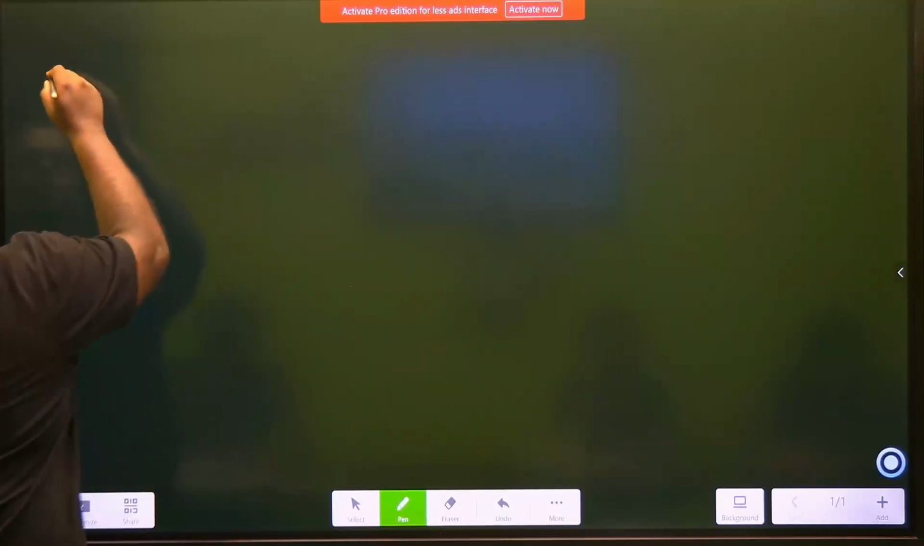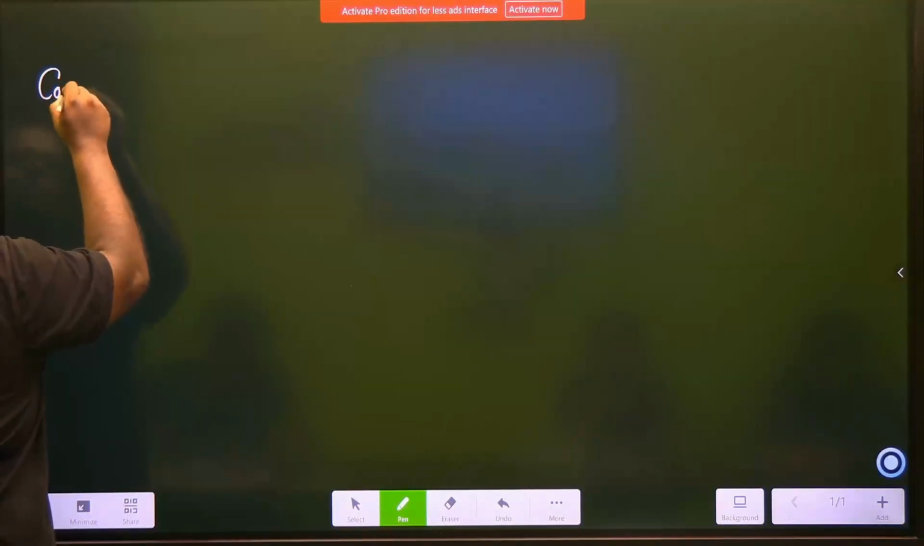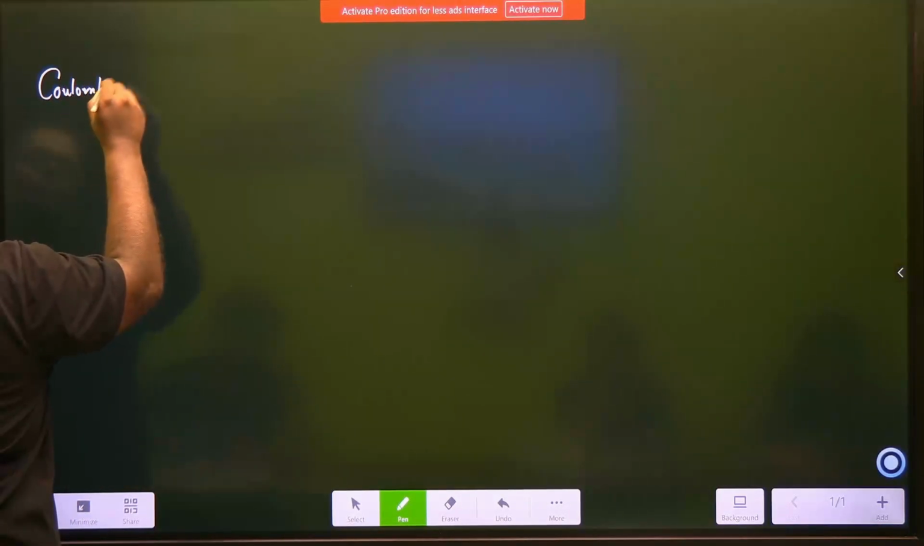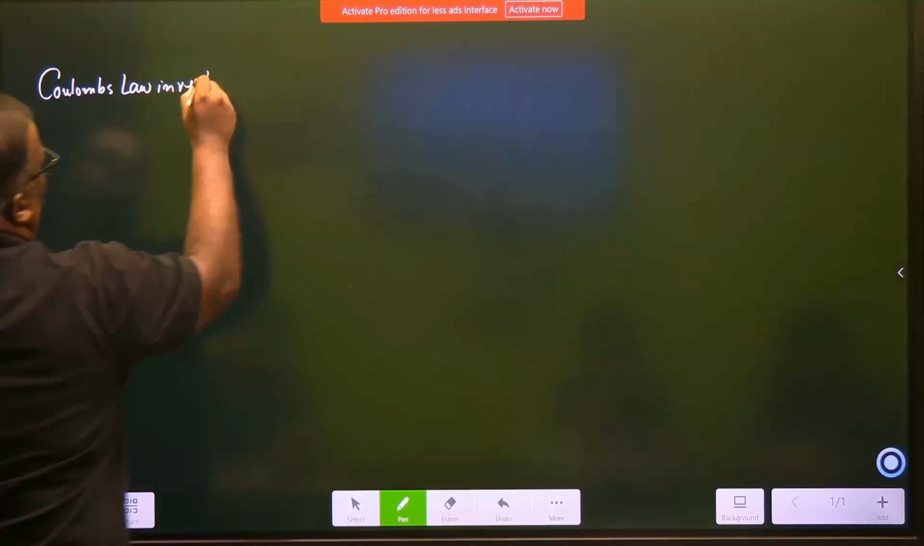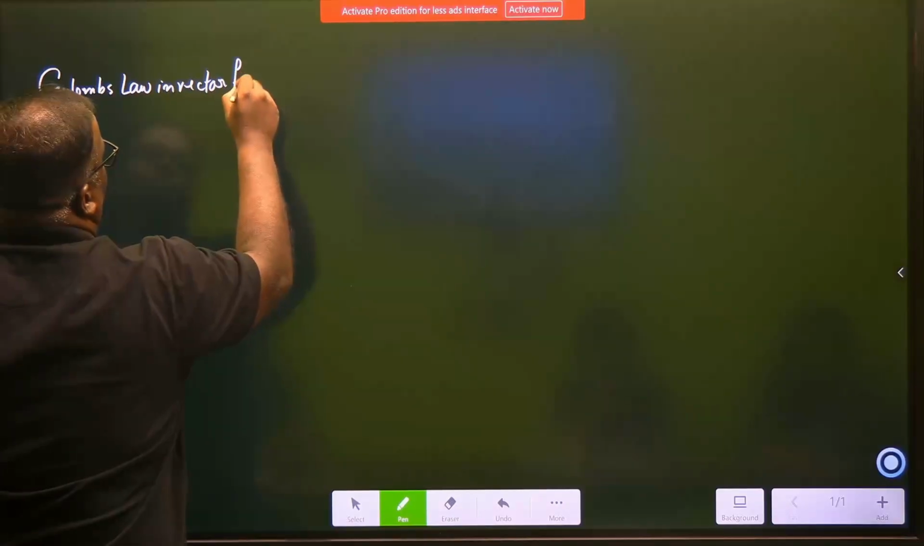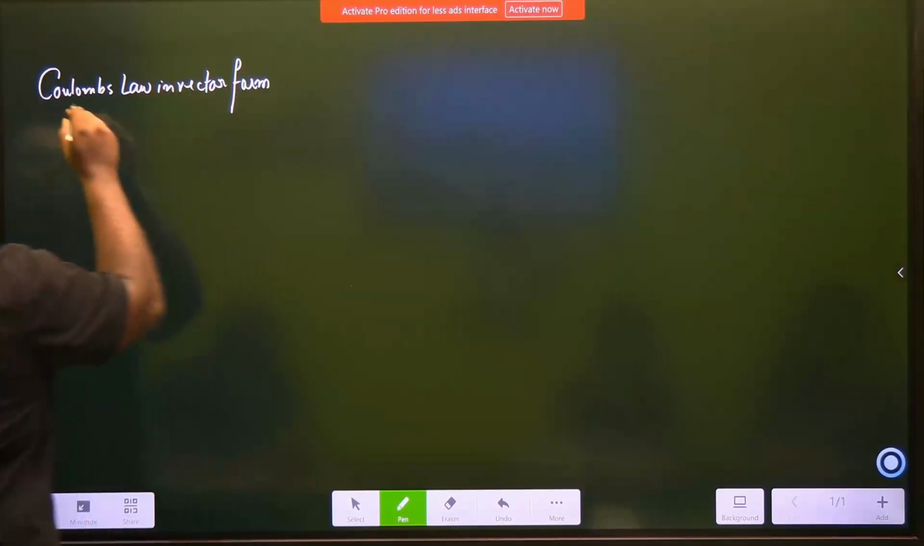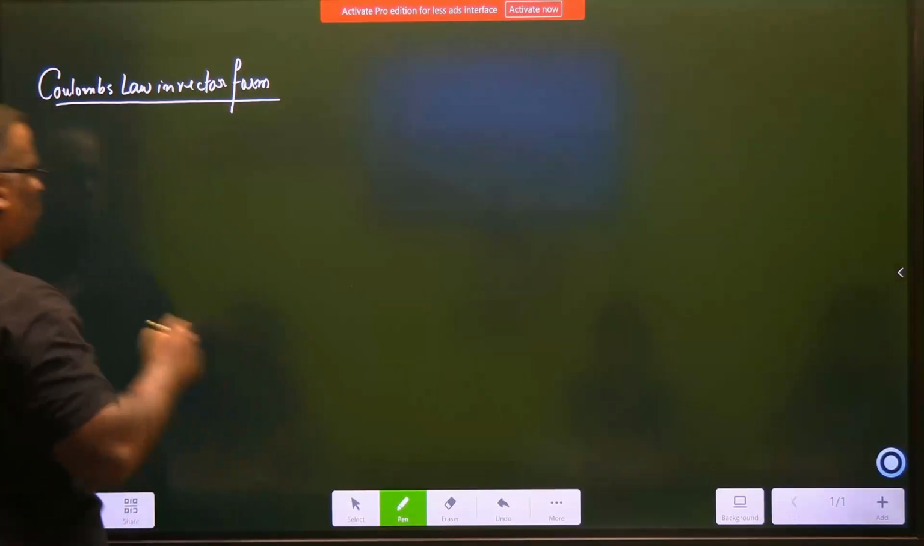So we start with Coulomb's law in vector form. So let's look at what is Coulomb's law.